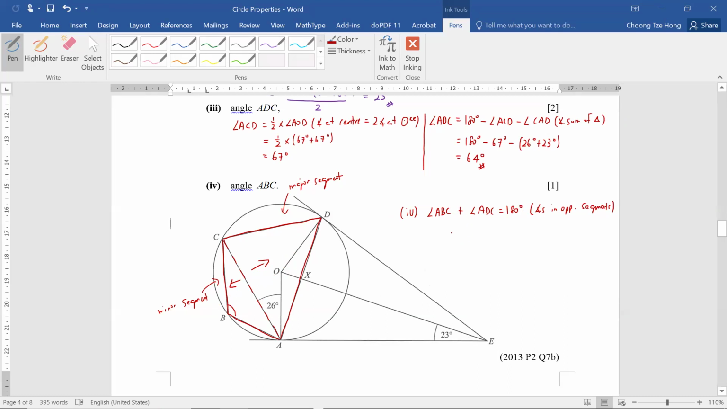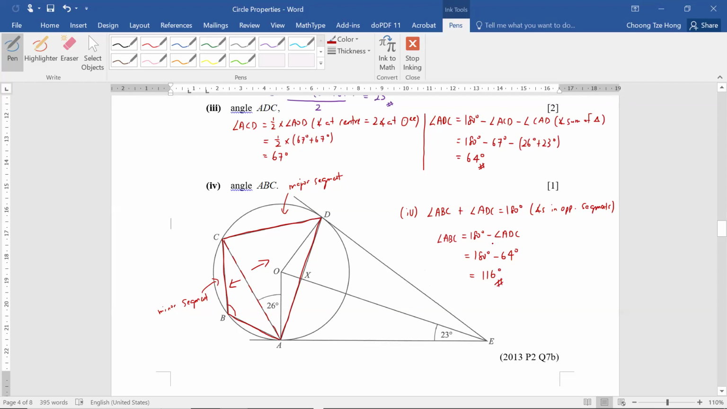So angle ABC will be 180 minus angle ADC. So it's 180 minus 64. That will give us 116 degrees.